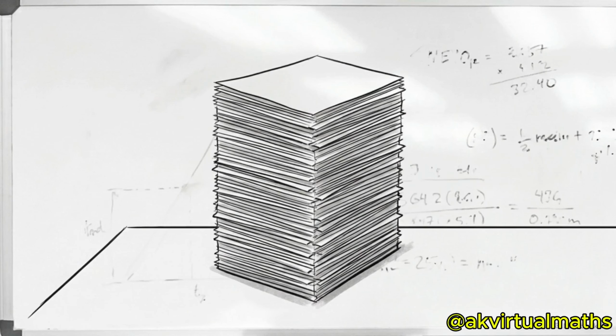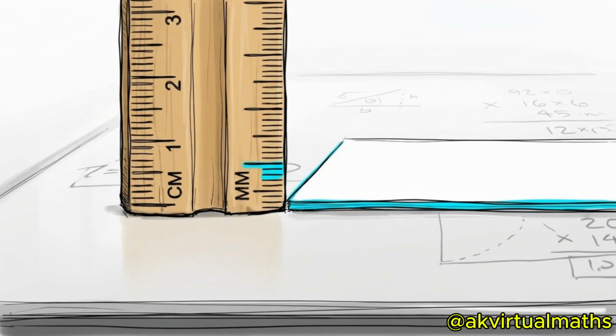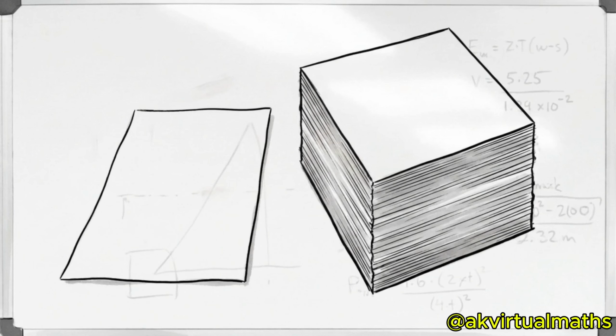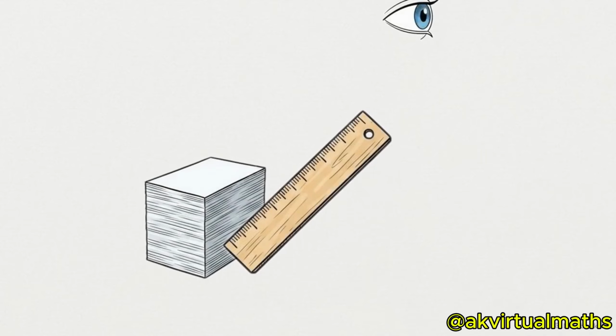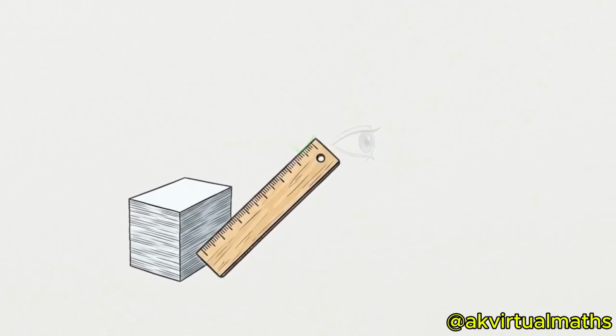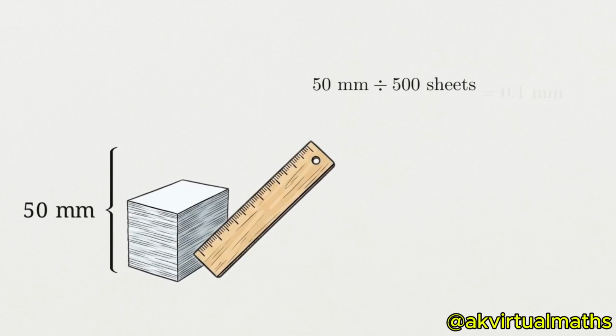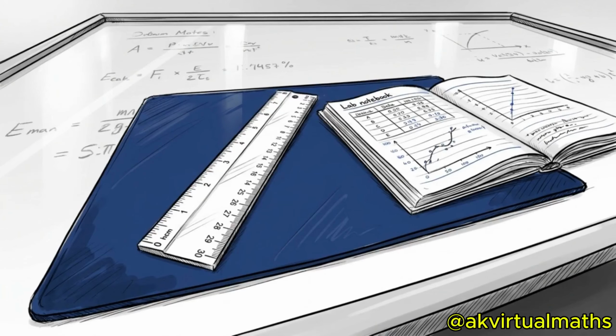This stack contains 500 sheets of paper. You cannot measure it directly with any accuracy. Instead, we use the multiples trick. By measuring the height of the entire 500-sheet stack at once, we create a measurement large enough for our ruler to handle. To get an accurate reading, avoid parallax error. If your eye is at an angle, the markings will appear to shift. Always look at the ruler from a perpendicular 90-degree angle. If the total stack is 50 millimeters, we divide that height by the 500 sheets to find that each individual page is exactly 0.1 millimeters thick. By measuring multiples, you turn a basic classroom ruler into a tool capable of recording sub-millimeter precision.